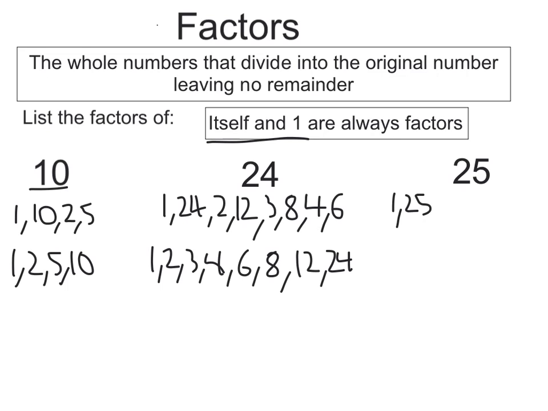Does 4 go into 25? No, because it's an odd number. Does 5 go into 25? Yes, 5 does. 5 times 5. So we've now got a pair of the same number, so we don't need to go any further than that. If you get 5 times 5 or 6 times 6, we need to stop there. So this one actually has an odd number of factors. It has 1, 5 and 25.